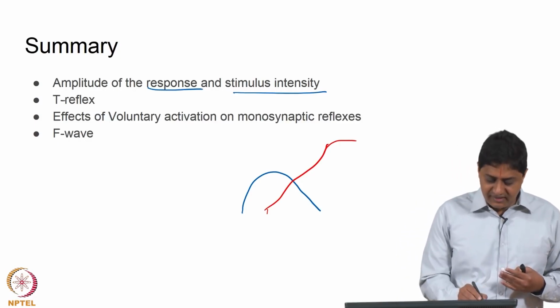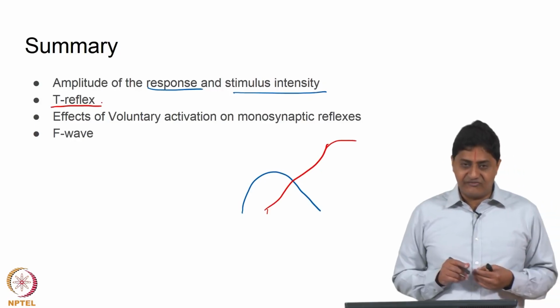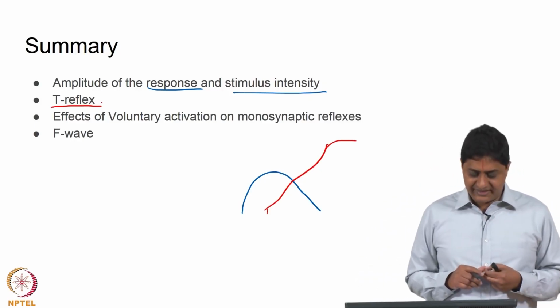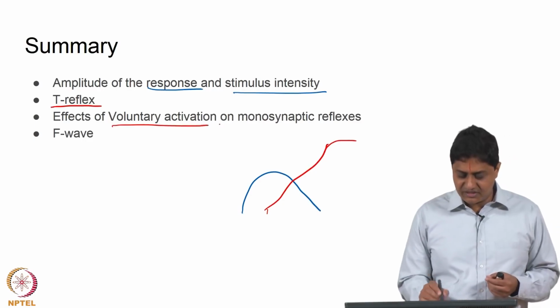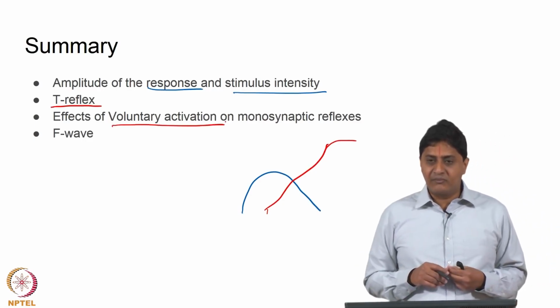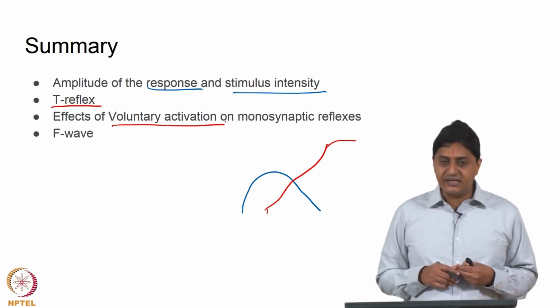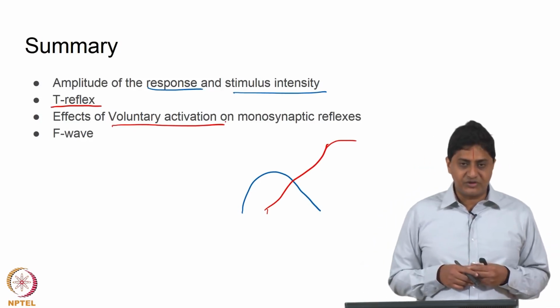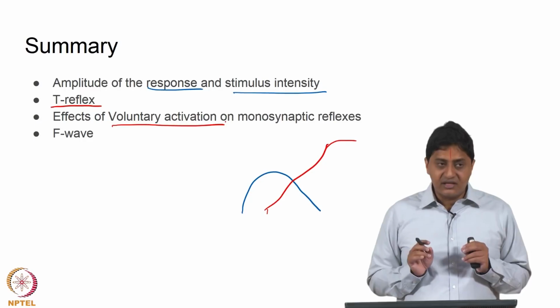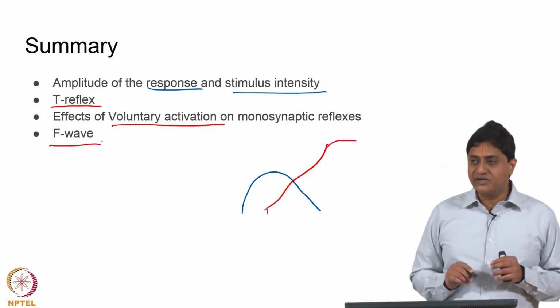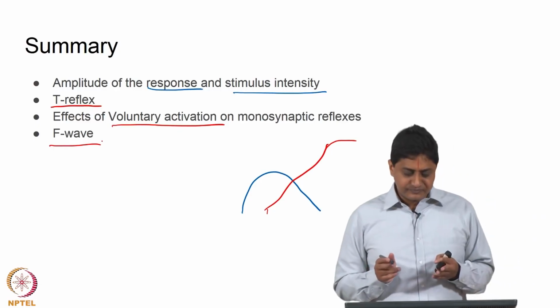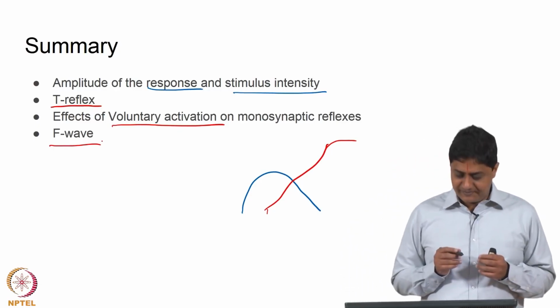And we saw what is the T reflex, or the tendon tap reflex, and we saw what happens with voluntary activation. With voluntary activation, there is going to be modulation, usually an increase in the amplitude of the monosynaptic reflex without affecting the timing involved. And we saw what is an F wave, the peculiar case of a neuron backfiring.